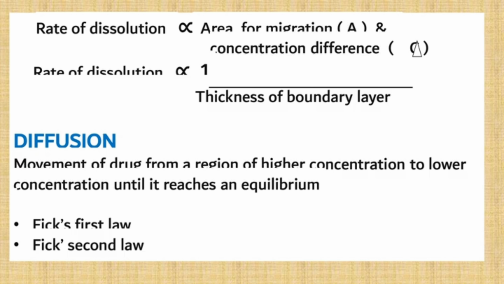Okay. The next topic is the continuation of the Noyes-Whitney equation. We can see from the equation what is directly proportional and what is inversely proportional. The rate of dissolution is directly proportional to the area of migration and the concentration difference, that means delta C. The rate of dissolution is inversely proportional to the thickness of the boundary layer. These are also important. And the next topic is diffusion. Everybody knows diffusion is the movement of drug from a region of higher concentration to a lower concentration until it reaches equilibrium. That is called diffusion.